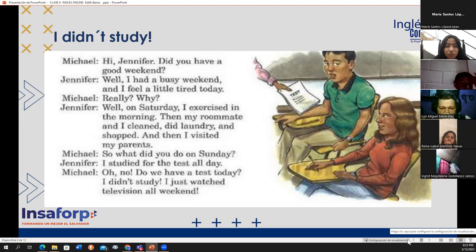También hizo la lavandería. And shopped. Compró. Okay. And I visited my parents. Y visitó a sus padres.